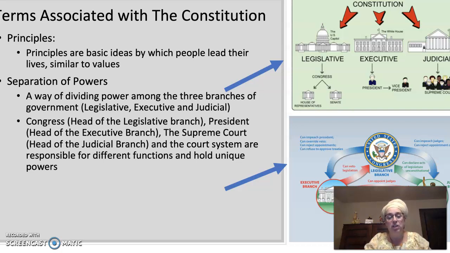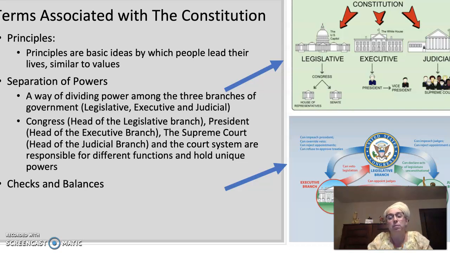So in the separation of powers, Congress is the head of the legislative branch. So you've got Congress and you've got the Senate and the House of Representatives. Then the president is the head of the executive branch, and the Supreme Court is the head of the judicial branch. The court systems are responsible for different functions, but each of them hold unique powers.